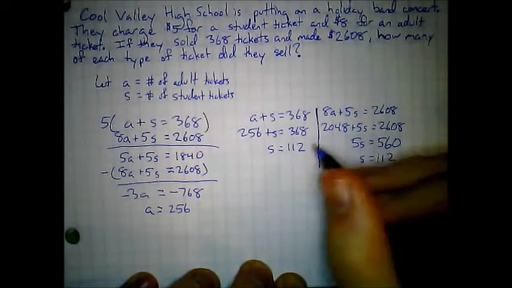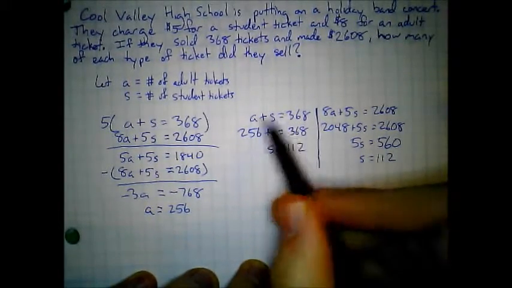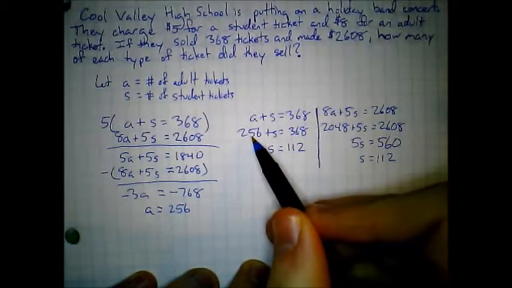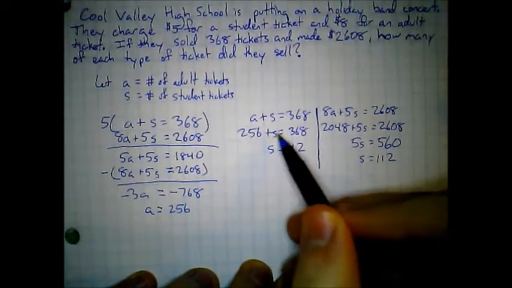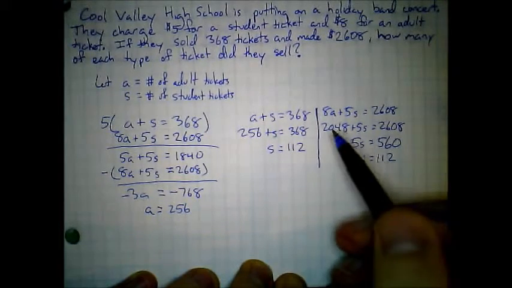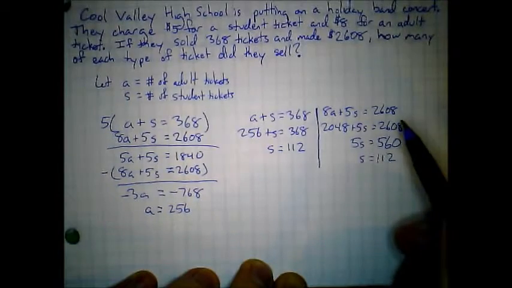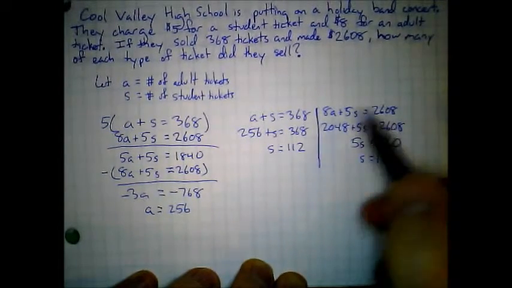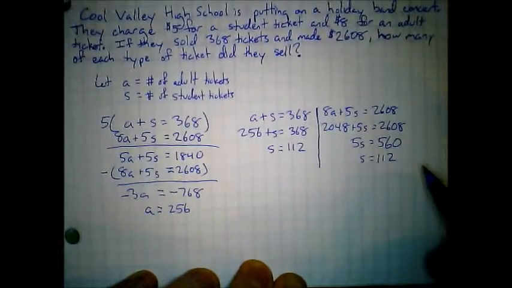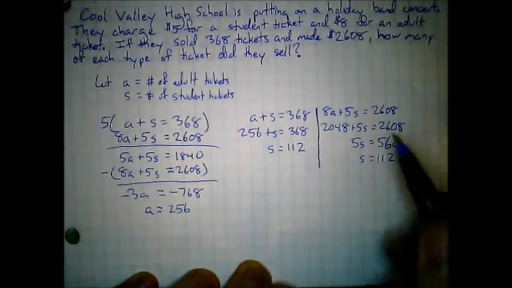Again, we're not getting lost in the algebra. This first equation says, well, the total number of tickets they sold is 368. So if they sold 256 adult tickets, that means the rest of the tickets had to be student tickets. So we simply did 368 minus 256 and got 112 student tickets. And we did something very similar over here, even though it looks more complicated. Both we got 112 student tickets, which is exactly what we wanted.